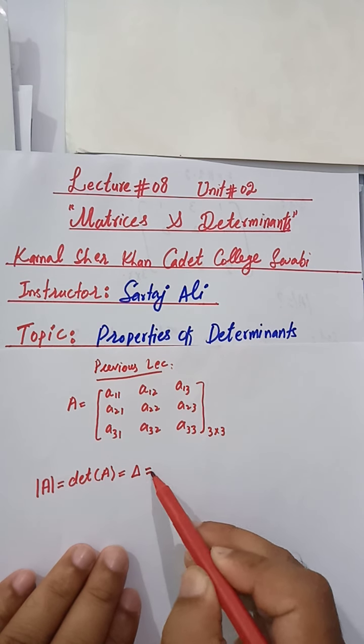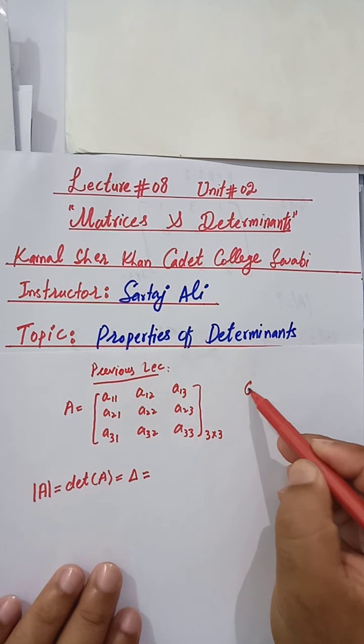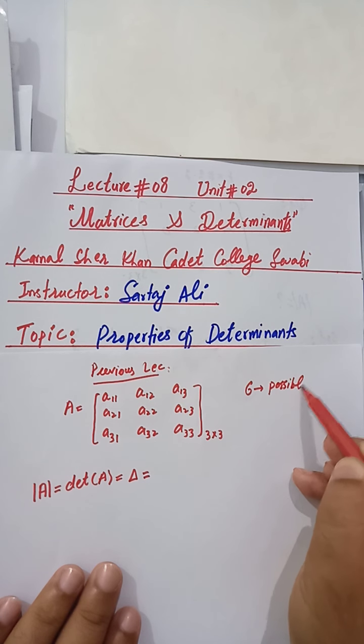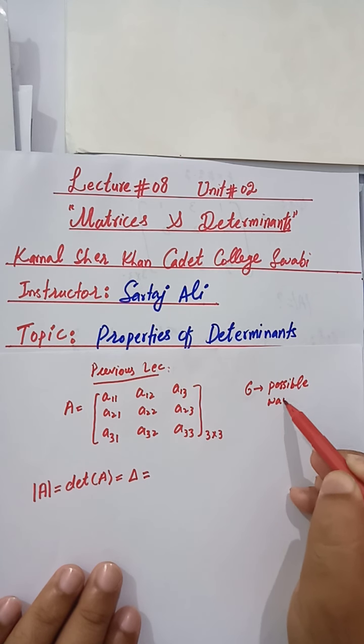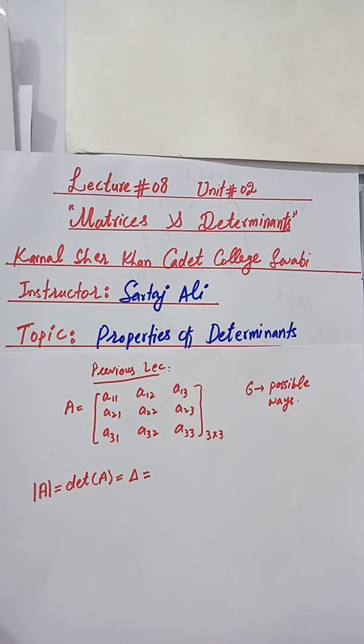This determinant can be expanded with the help of any row or any column. So there are 3 rows and 3 columns, so there are 6 possible ways to find out the determinant of a square matrix having order 3 by 3.